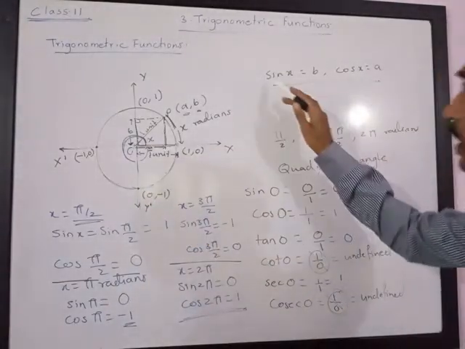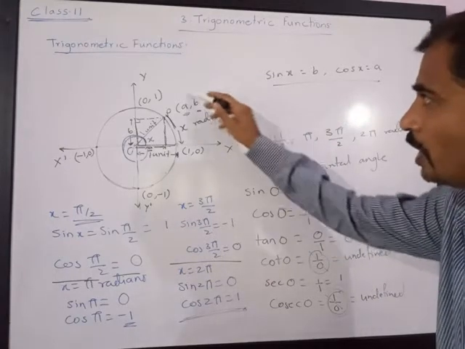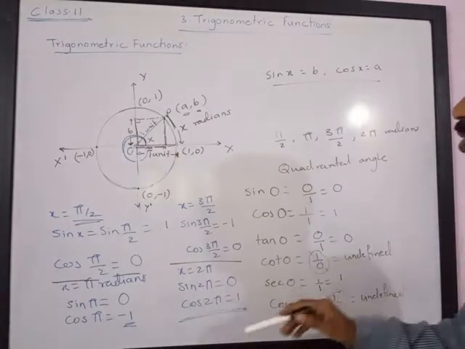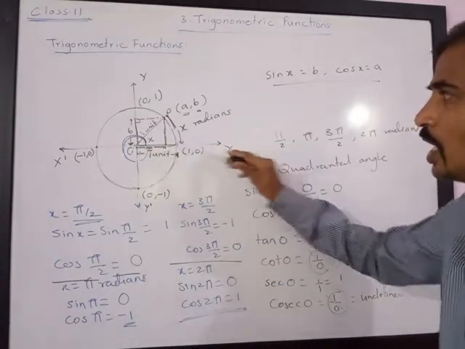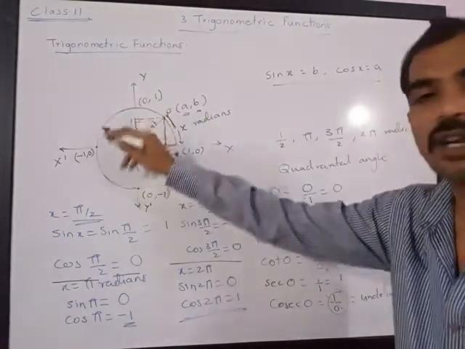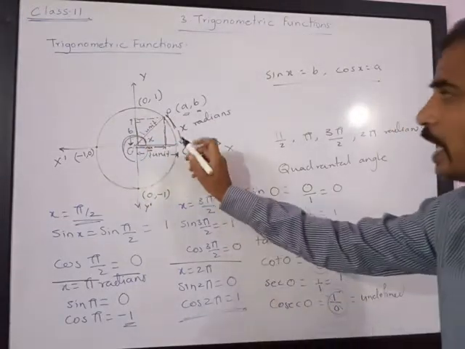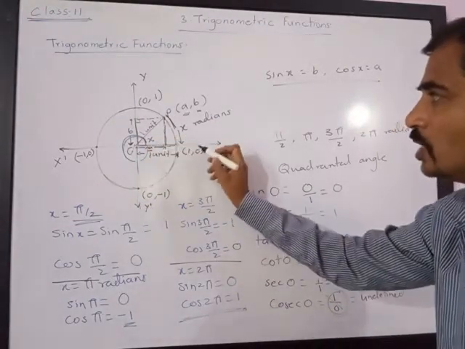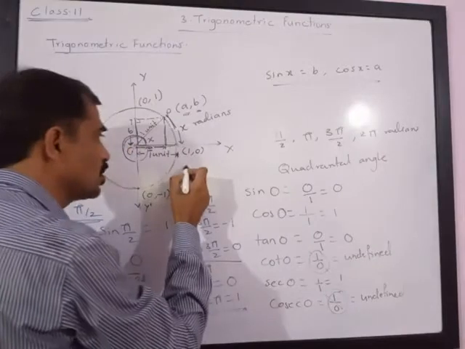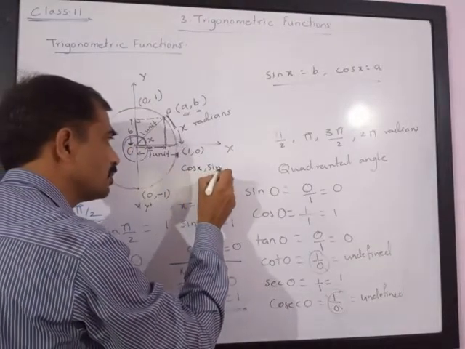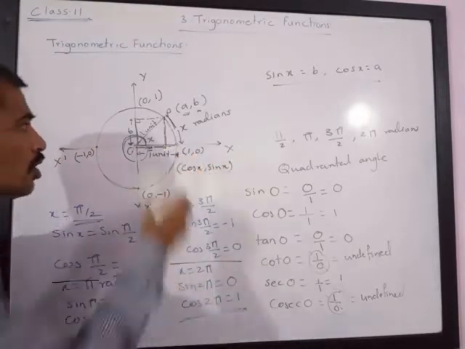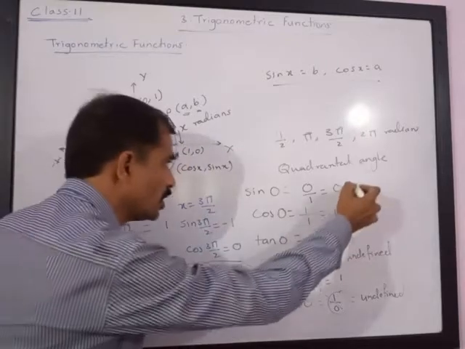Now we have already studied sin x is equal to b, that is the y coordinate, and cos x is equal to a, that is the x coordinate. Whenever the angle is 0, the initial arm and terminal arm coincide. On the unit circle, the radius is 1, so you will get x coordinate as 1 and y coordinate as 0. So cos x is equal to 1 and sin x is equal to 0 for 0 angle.